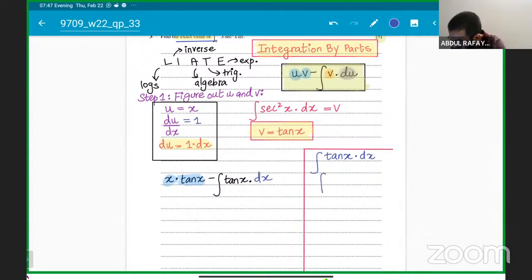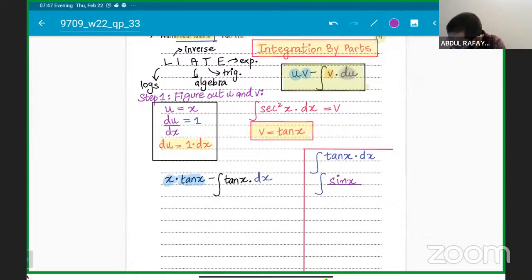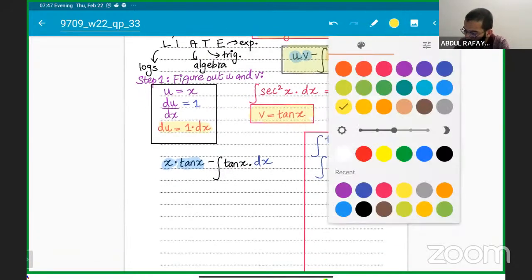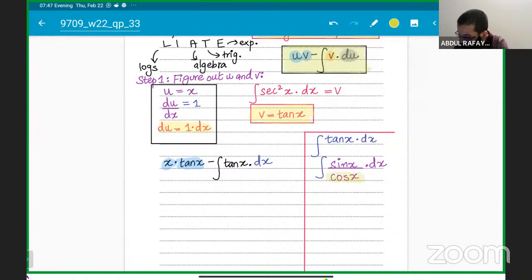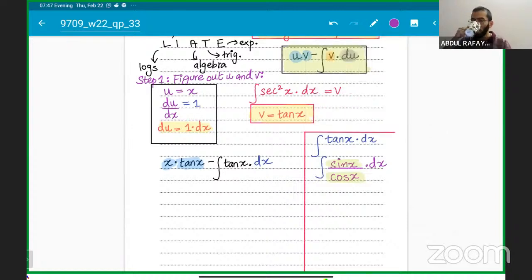How can we integrate? Again, using the same antiderivative rule: tan x can be written as sin x over cos x. Right? And how can you integrate now? If the denominator's derivative appears in the numerator, we can get the integration in the form of ln. Is everyone getting it, guys?